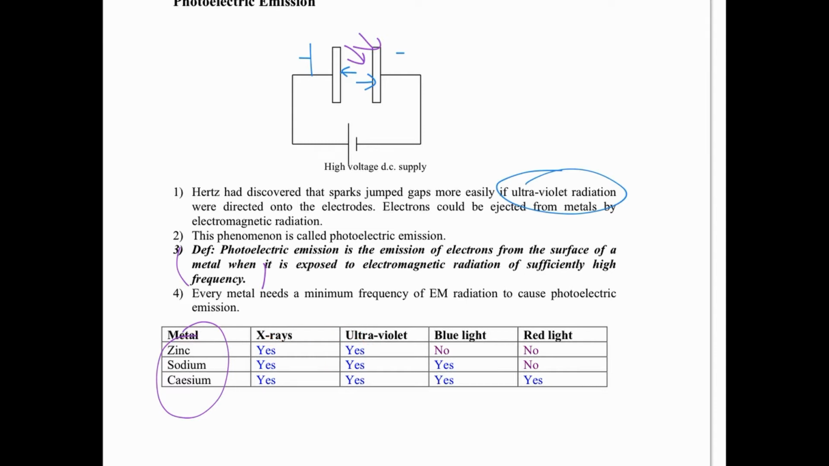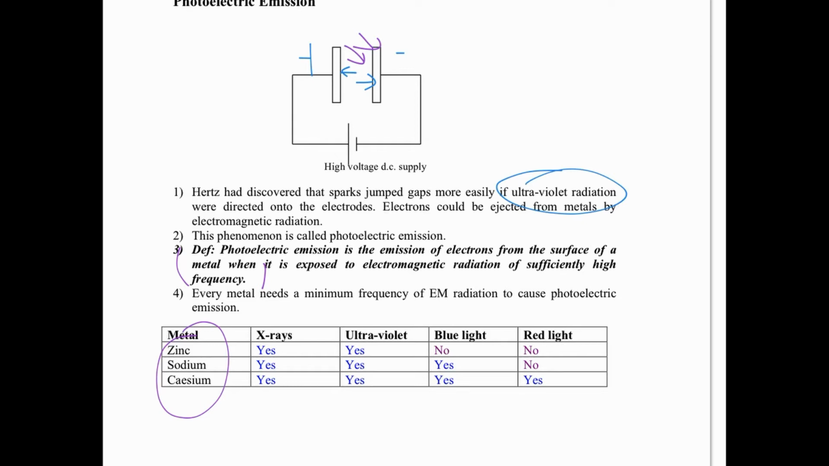That means if you use any frequency less than ultraviolet, no electrons are emitted, no matter how long, no matter how intense the blue light or the red light, not a single electron comes out. Similarly, sodium needs blue light frequency and above, cesium needs red light frequency and above. This minimum frequency to cause photoelectric emission is called the threshold frequency, which is given in your notes as well as your definition.